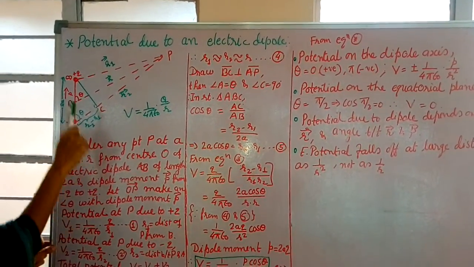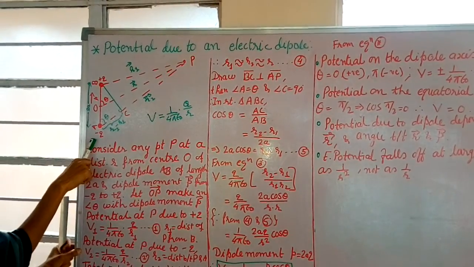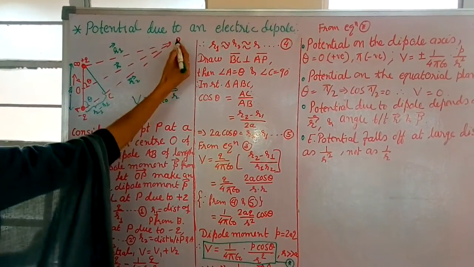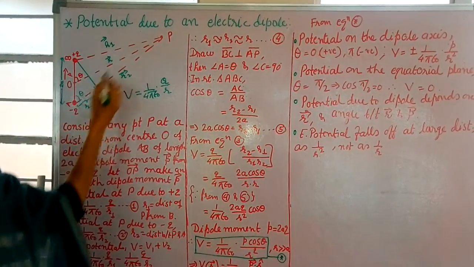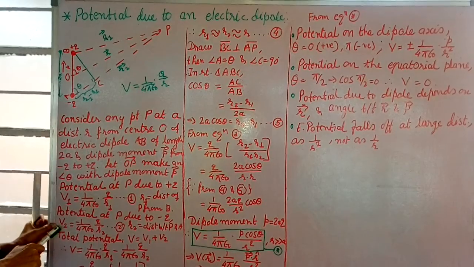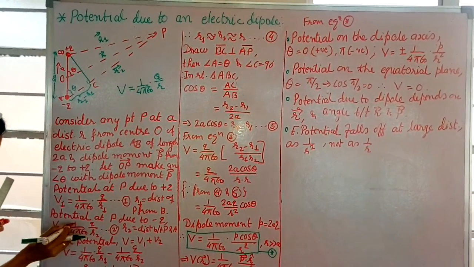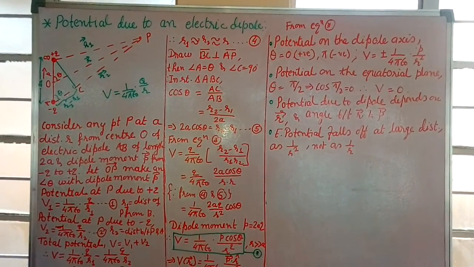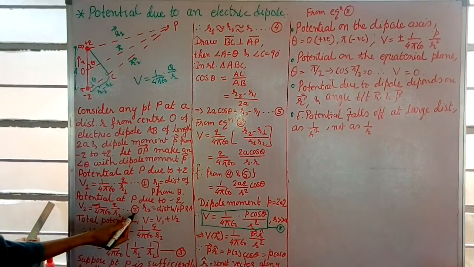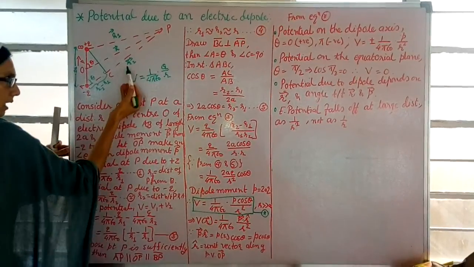In the same way we consider the potential at P due to minus q. Now instead of q it will be minus q, and r will be the distance of AP, the distance of P from minus q, that is r2. So V2 is equal to minus 1 by 4 pi epsilon naught, q by r2, point number 2, where r2 is the distance between minus q and P in the figure.